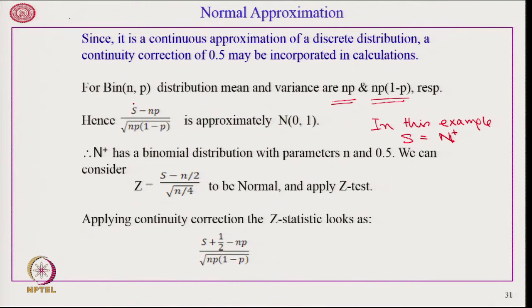Therefore, we are looking at (S minus np) upon root over np into (1 minus p), and this is going to be approximated by normal 0, 1. Therefore, n plus has a binomial distribution with parameters n and 0.5, then we can consider z equal to (S minus n by 2) upon root over n by 4 to be normal, and therefore, we can use z test.